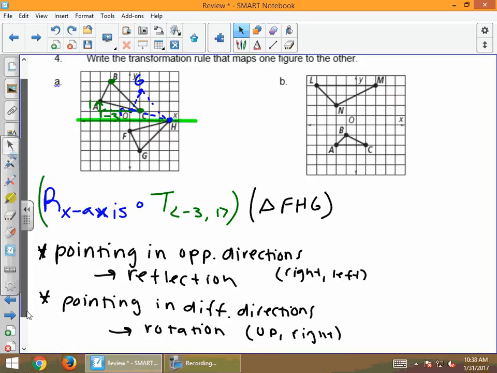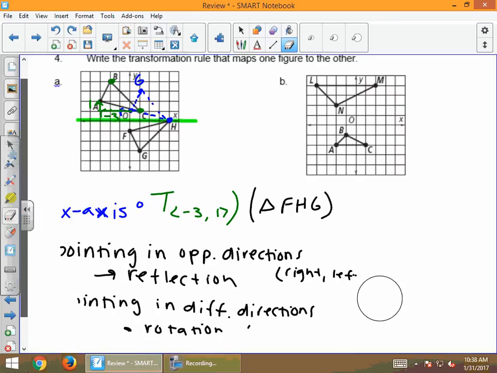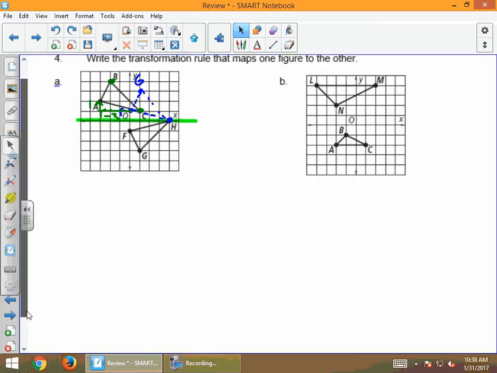Questions over that? We'll do one more. I go to erase this so we have room to do B. Did everyone get this written down? Erase it. Okay. So look at me.